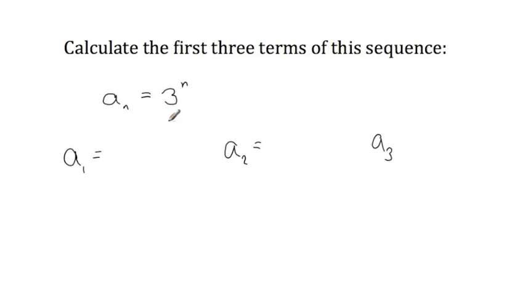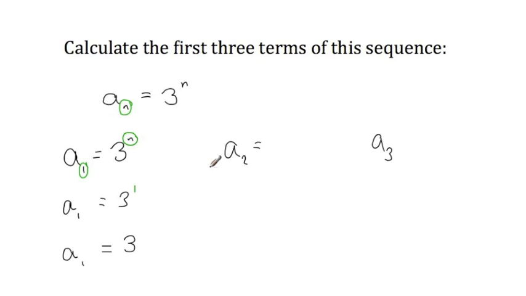The formula is 3 to the nth power. Remember, n just represents the term number you're trying to generate. So if we're trying to generate the first term, that is our n value. So I'll plug in 1 for n. So a sub 1 equals 3 to the first power, substituting the subscript, the first term, into that explicit formula. And 3 to the first power is 3.